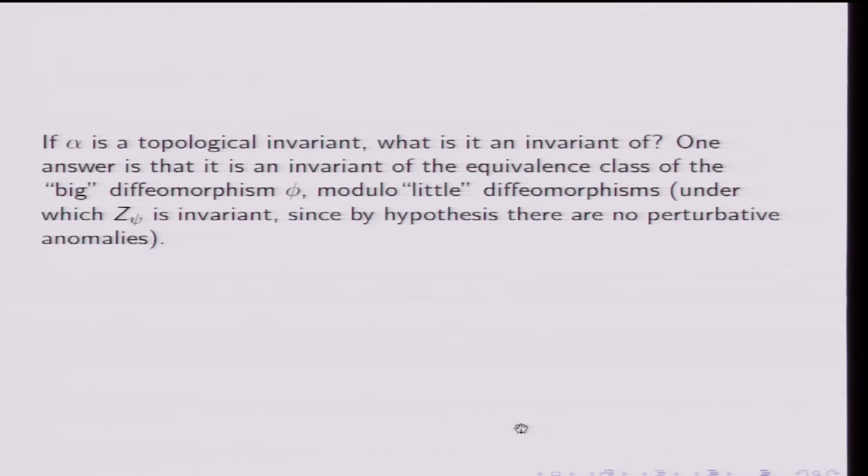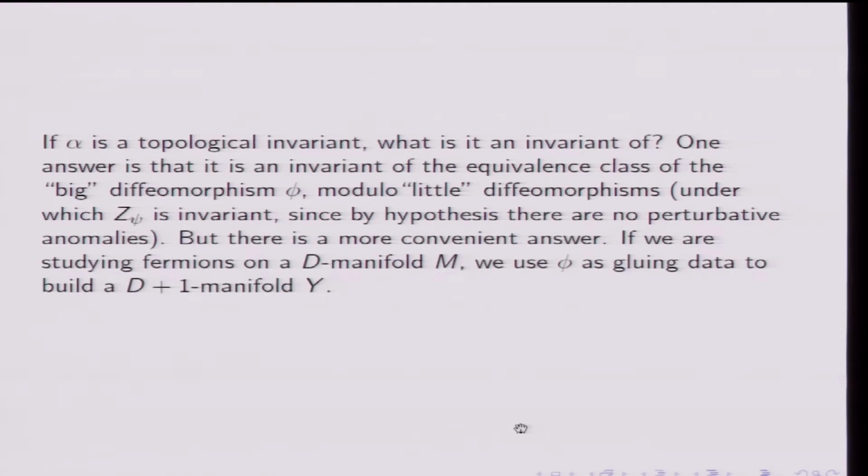One answer is that alpha is an invariant of the equivalence class of the big diffeomorphism phi modulo the little diffeomorphisms, under which Z psi is invariant because we're studying a theory with no perturbative anomalies. So that's an answer, but it's not the most useful answer. A more convenient answer is this.